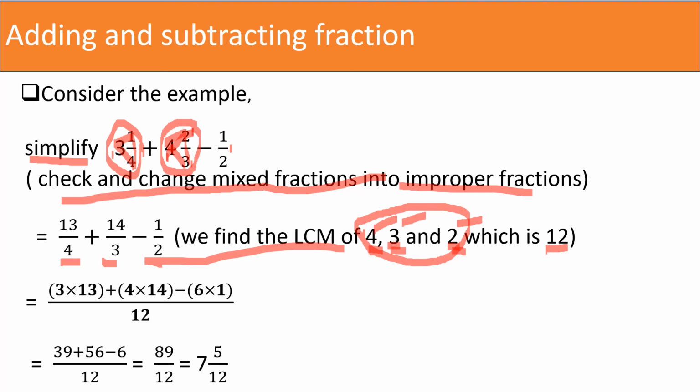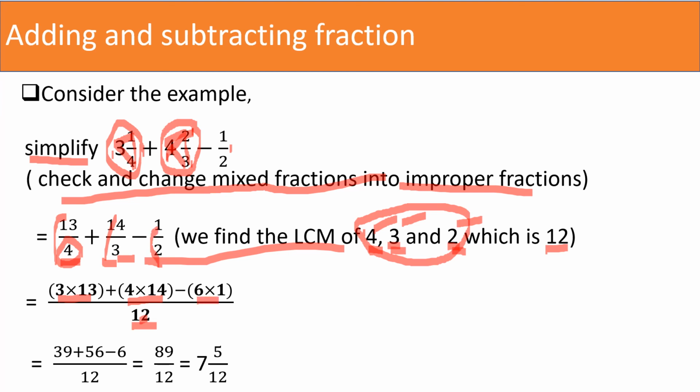So now, having gotten the LCM to be 12, we use the first denominator, which is 4. Then it will be 12 divided by 4 to give us 3. That 3 times 13, as we have here. Then 12 divided by 3 will give us 4. That 4 times 14, as we have here. Then 12 divided by 2 will give us 6. So that's 6 times 1, so minus 6 times 1.